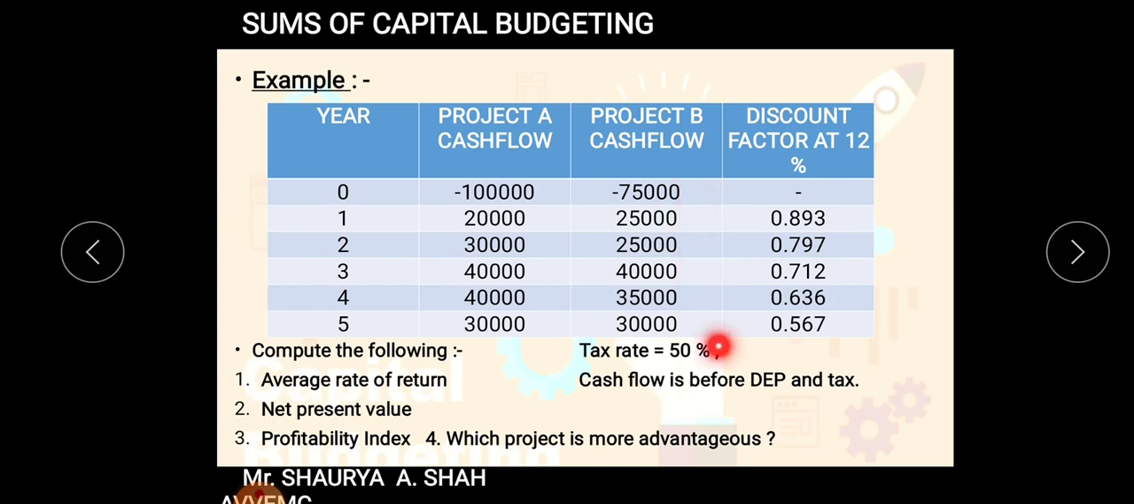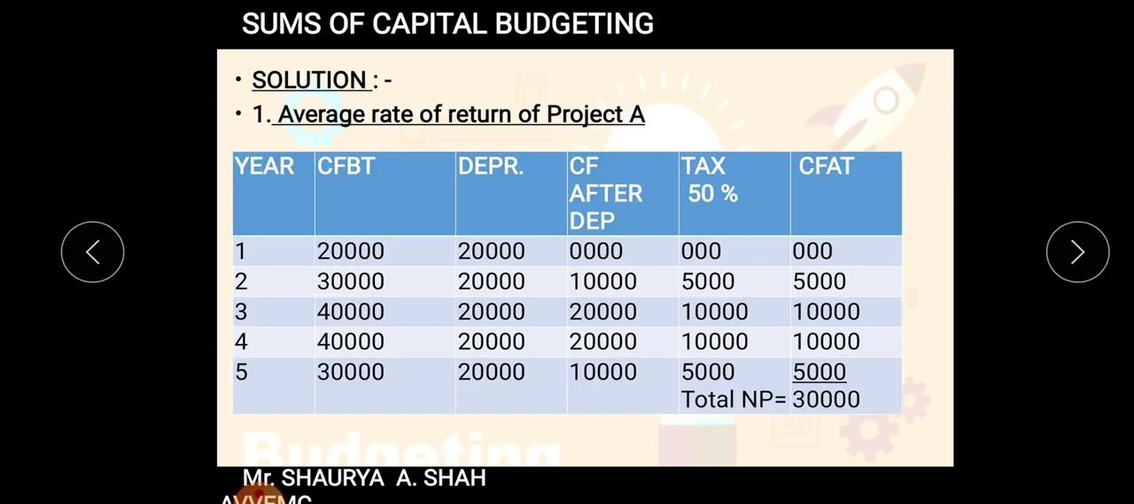Per year it will be 15,000, fine. So moving on to the same set of calculations, average rate of return for project B. Here the years are given that we took from the question. Cash flow before taxation is given, that we also took from the question. Same thing we did for project A, we are going to do for project B. Depreciation, we just now calculated. 75,000 divided by 5 gives me 15,000 per year.